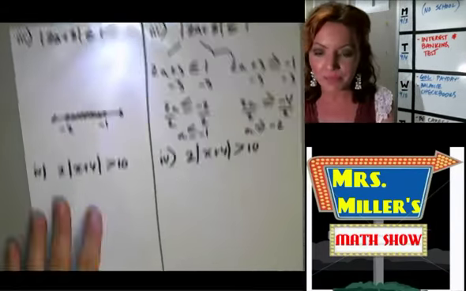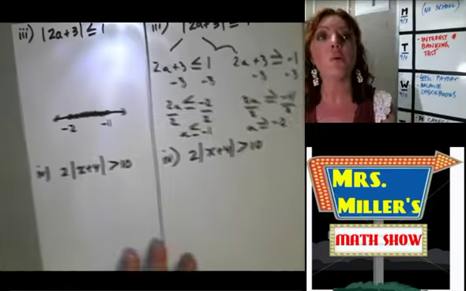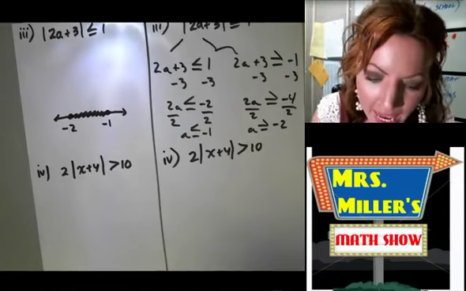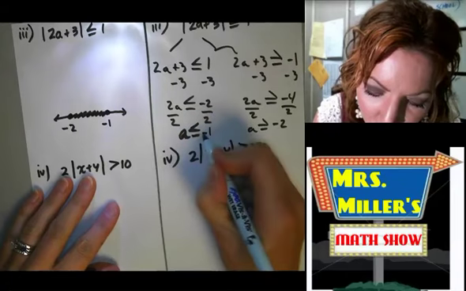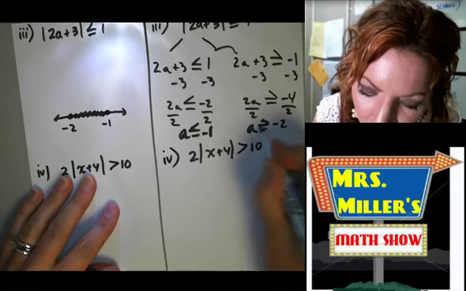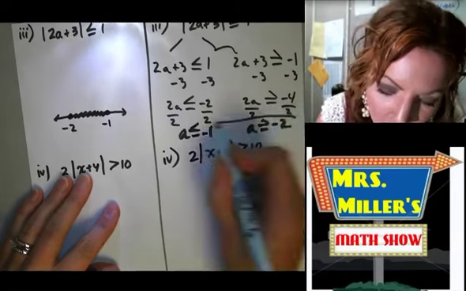So he got, just for our viewers at home who are having trouble reading that, a is less than or equal to -1, and a is greater than or equal to -2. The graph that goes along with that is right here.